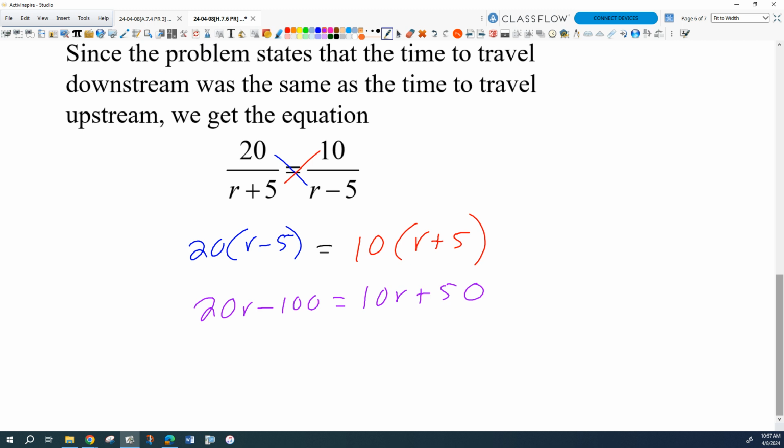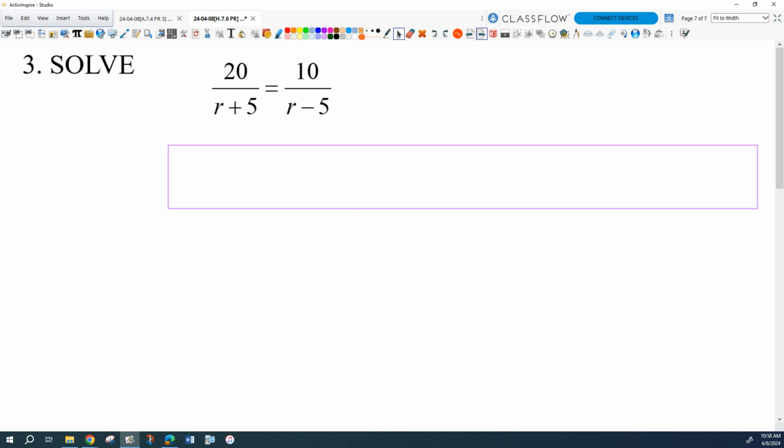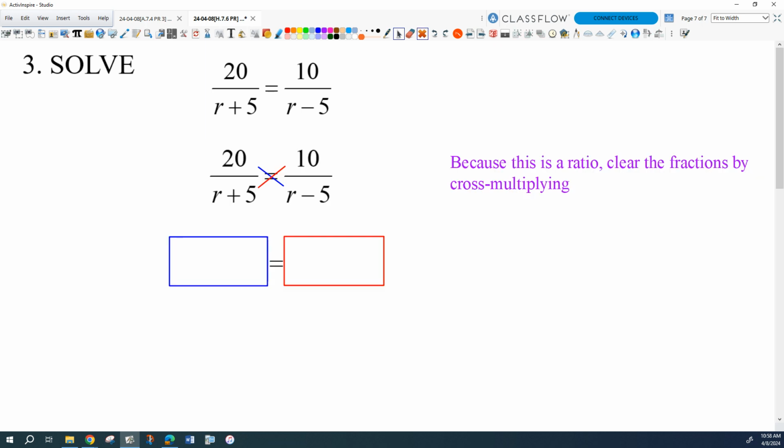And now this is just elementary. What do I do now? Yeah, good. So I want to push the R's to one side, so I have a positive number of R's. While we're at it, where would I want to push all the constants? Other direction. Good. So how many R's do I end up with on the left side? 10. What about the other side? 30. 150? So what's R? 15. There we go. So now we know the speed of the boat in still water, 15.